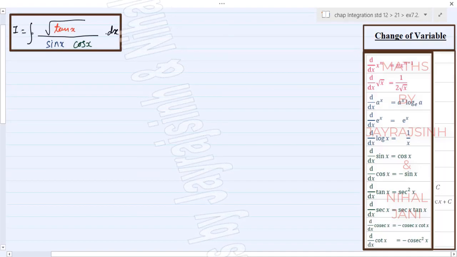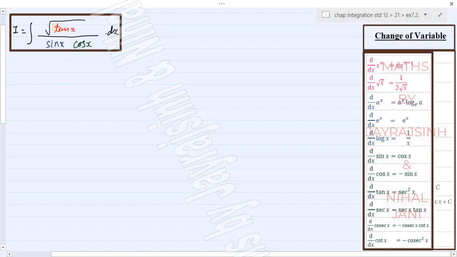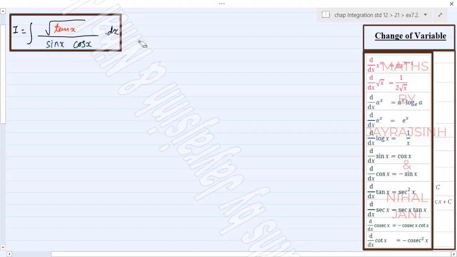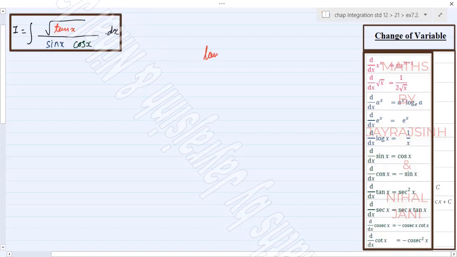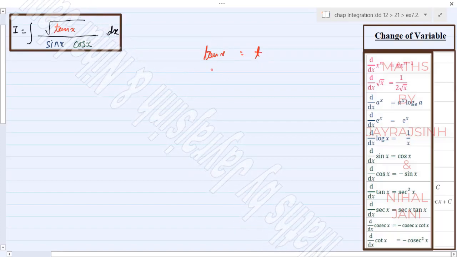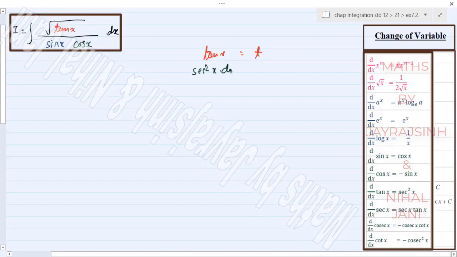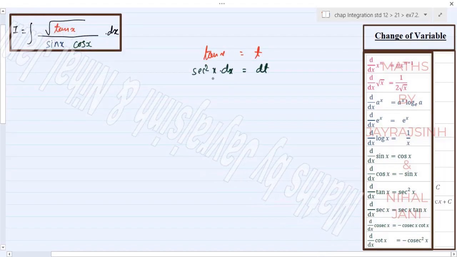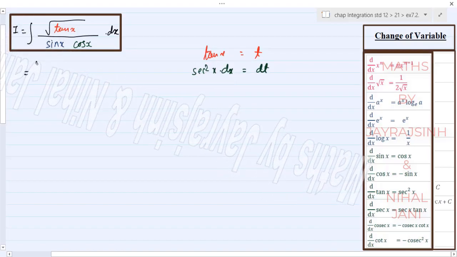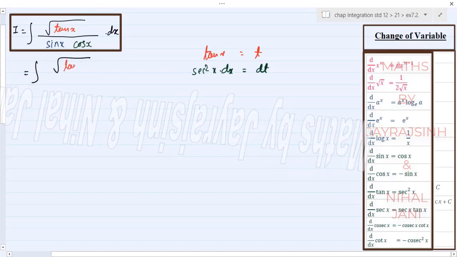In this question, we have to integrate under root of tan x upon sin x cos x. As you can see, tan x is the inner function. So by force, we have to assume tan x is equal to t. Now, if we differentiate both the sides, we will get sec square x dot dx is equal to dt. But we don't have sec square x within the multiplication of dx. So first of all, we have to adjust the question. So under root of tan x will be as it is.